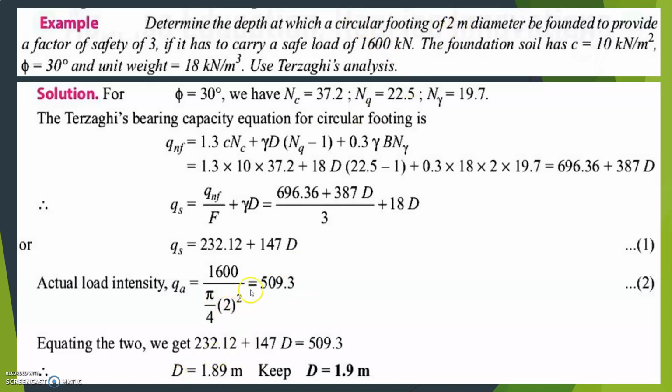Okay, so equal to 509.3. Now equate this QA with the QS. So what happens? QS is 232.12 plus 147D, that is equal to 509.3. So only one unknown, D. So we will get D is equal to 1.89 meter. So you can consider D is equal to 1.9 meter.